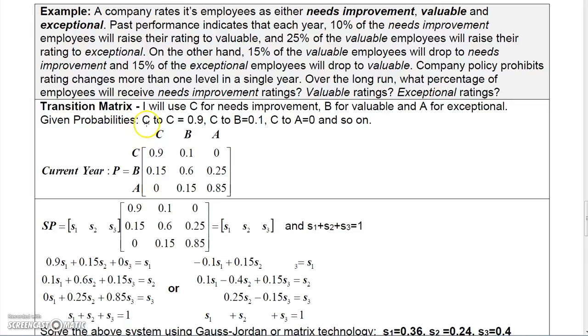Okay, if you've read the problem, you saw that the probability that someone goes from C to C, which would be needs improvement, is 90% chance. Those that go from C to B, valuable, is 10% chance. And nobody goes from C to A, so it's a 0% chance. If you do B to C, you get a 15% chance. B to B is a 60% chance. B to A is a 25% chance. And then A to C is 0. A to B is 0.15. And A to A is 85% chance.